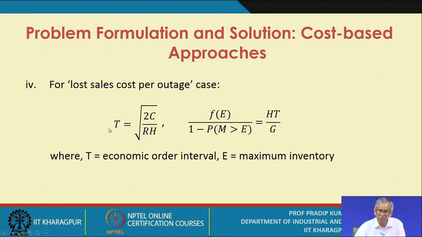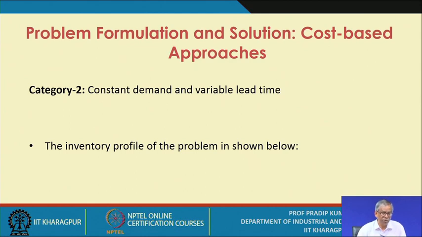Well, we have the same expressions for T, that is the economic order interval, and capital E is the maximum inventory. So this is one of the parameters of the P systems of inventory control. So these expressions you use to determine the order quantity. Now, the next, to determine both the order quantity as well as the reorder point for the Q system, for the P system it will be the optimal order period as well as the maximum inventory.